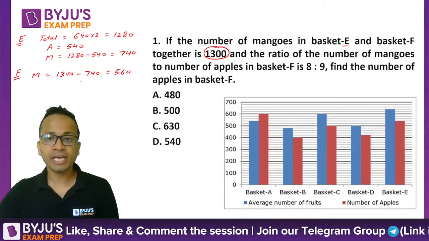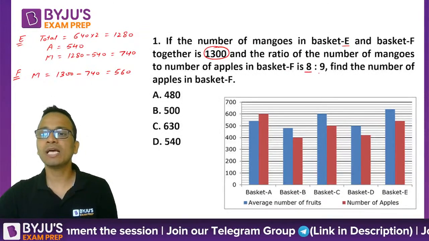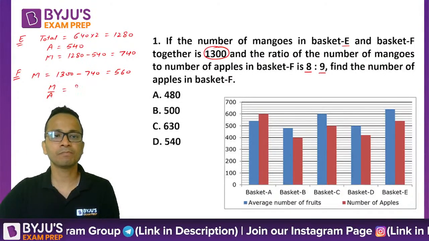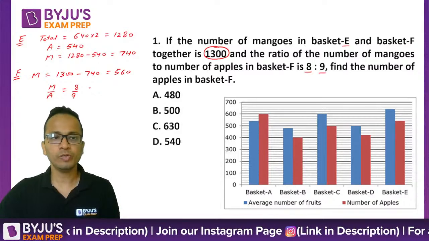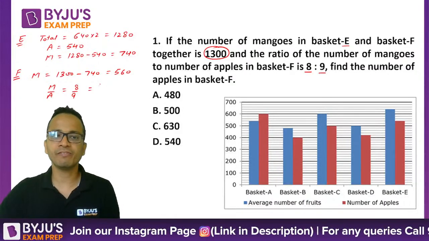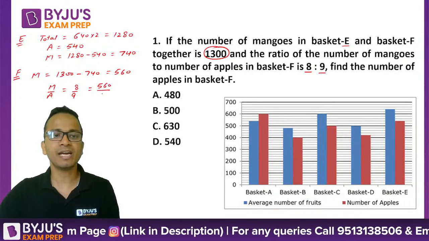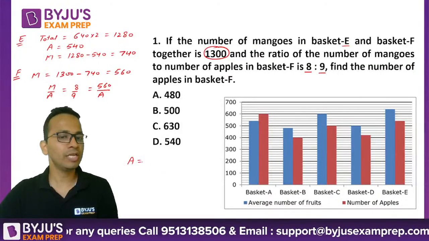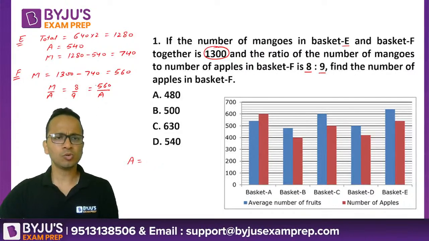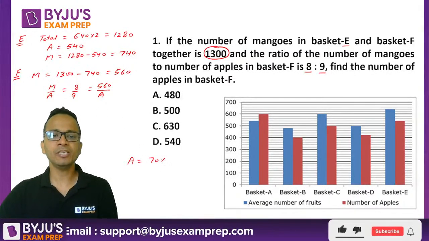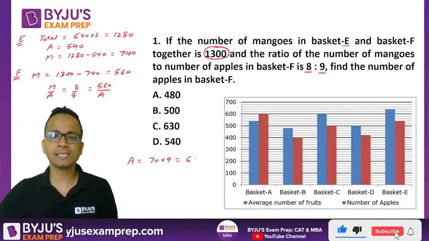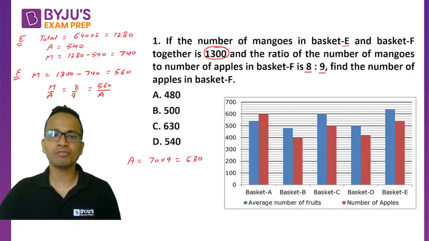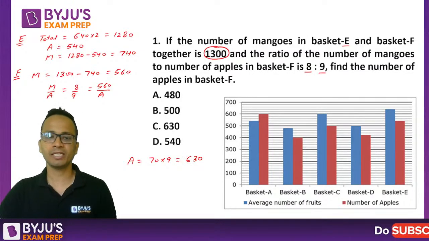Now for basket F, the ratio of mangoes and apples is given as 8:9, which is number of mangoes, kitne hai? Given hai 560 divided by number of apples. So now using this ratio, you can calculate the number of apples. So it will be 70 into 9, and that is 630. So 630 will be the number of apples in basket F.